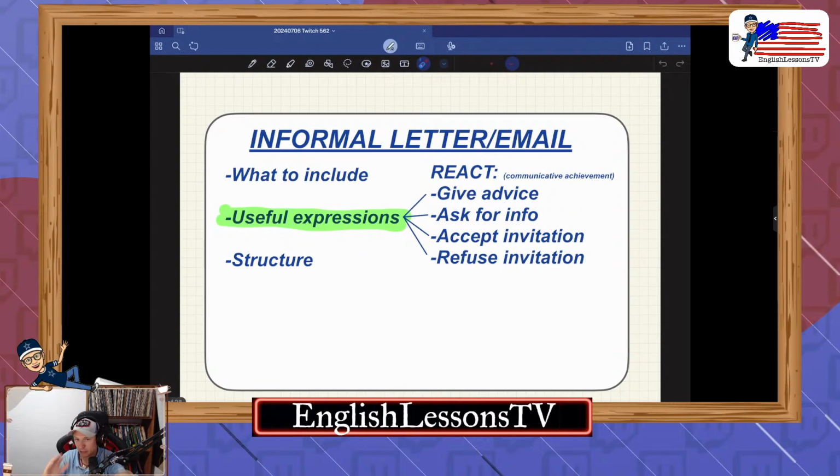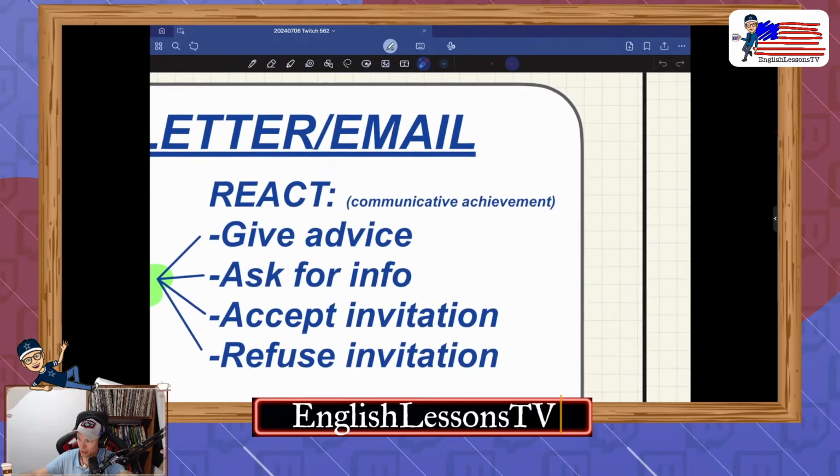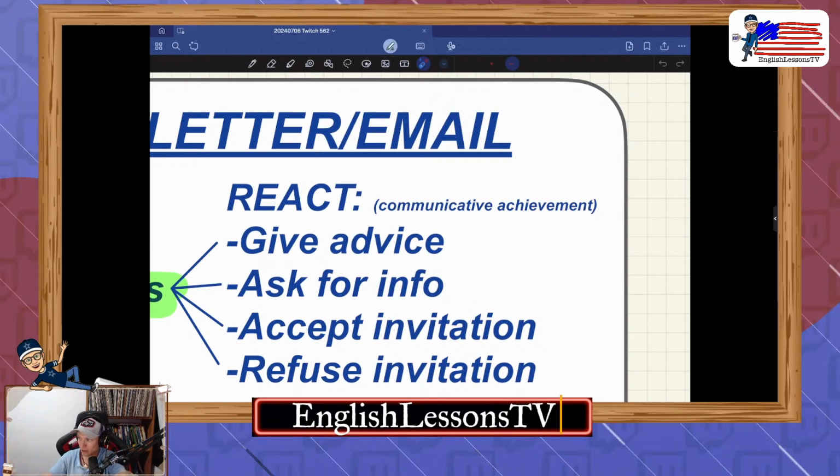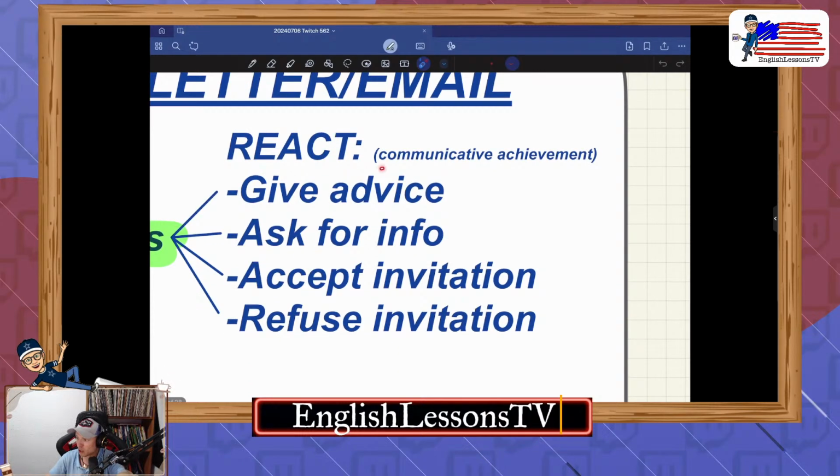Now, useful expressions. What exactly are useful expressions? Well, whenever we write an informal letter or email, it's because we want to react to something that some people are asking or telling us to do. The communicative achievement, which is one of the four aspects of the language that you're going to be assessed in, is about how well you're giving advice, because this is one of the things they might ask you to do. For example: people, I need to go to Barcelona and I don't know how to move around. Could you help me? They're asking you to give advice.